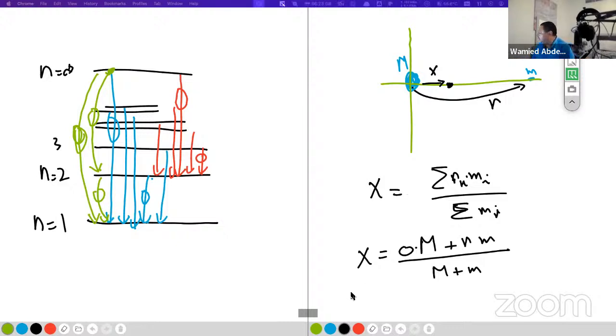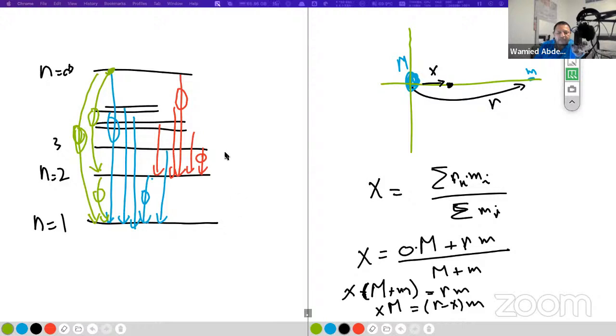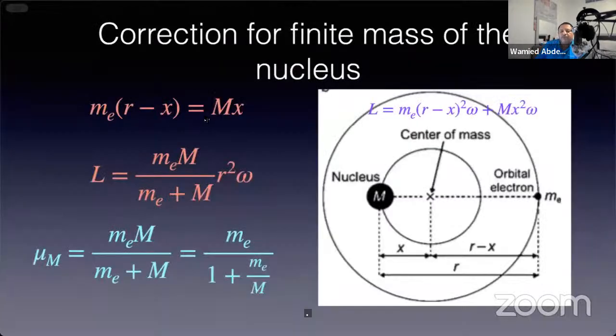So what we do then is write this formula: X multiplied by capital M plus small m equals R multiplied by small m. Then we can move X, M over there, so at the end we get X, M equals R minus X, m. From the center of mass, we want to derive this relationship that I'm showing here.